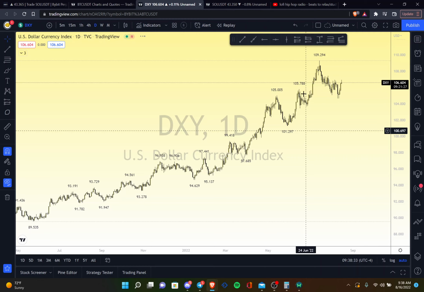So it is in a general zone. Whether it actually breaks up higher though, I want to say no, because I do believe the Federal Reserve is blinking and they're gonna stay dovish, and we're gonna get some more backtracking from them until the next meeting, which is like in a month and a half or something.